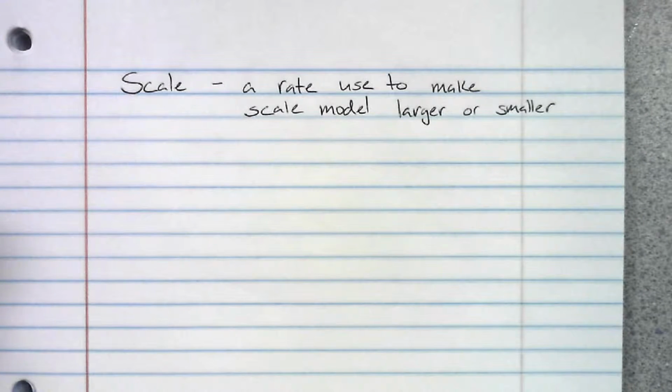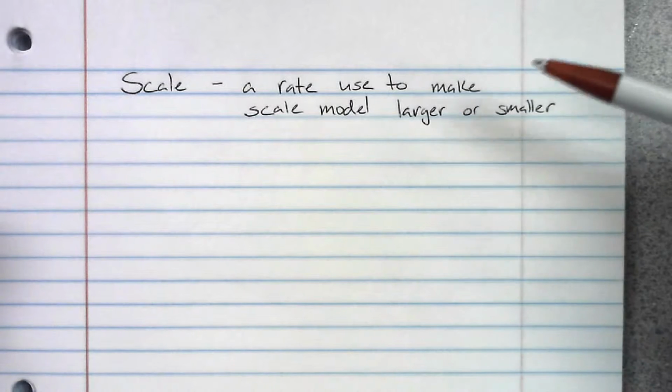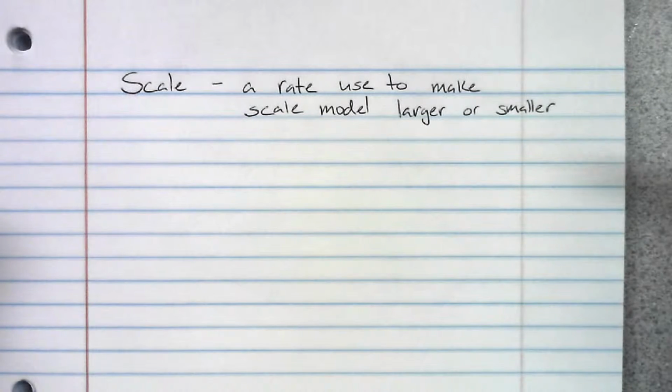The last thing we have to talk about are scales. Now, scales, these are rates used to make a scale model larger or smaller. Scales are pretty neat. What they do is they take a real measurement, an actual measurement, and they translate that into a measurement on a picture or on a model so that things are accurate.